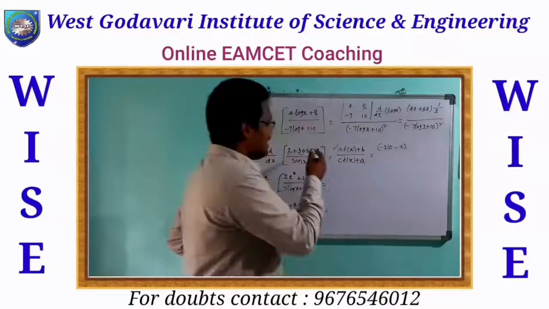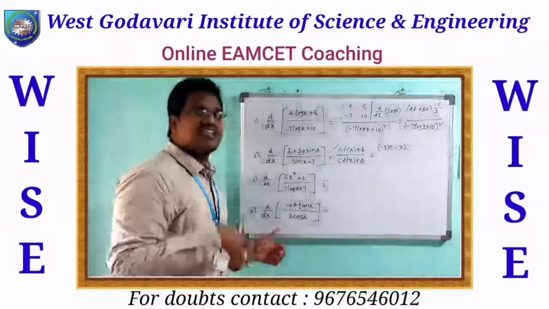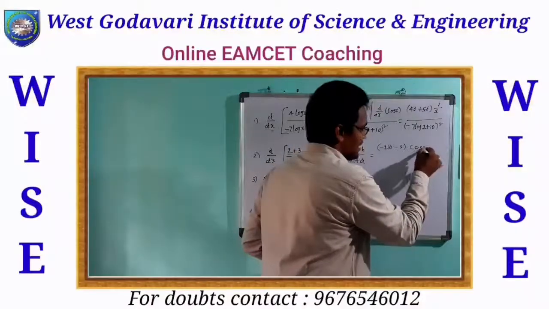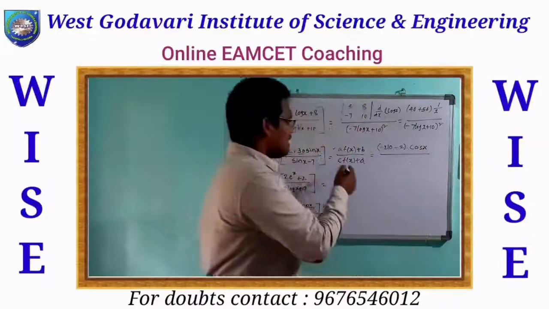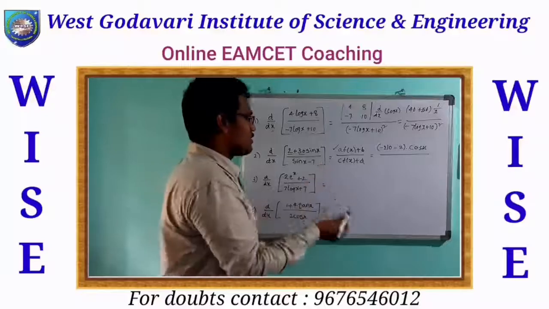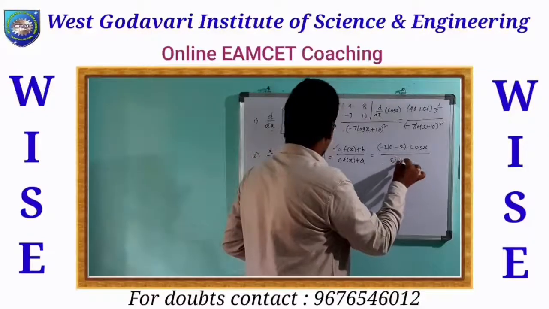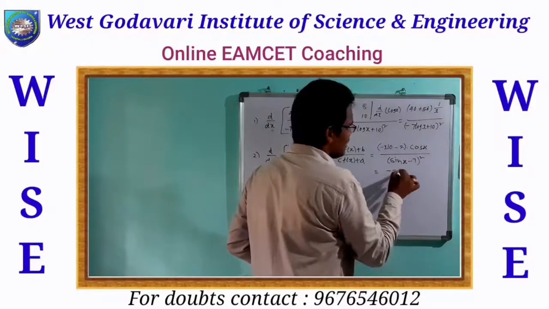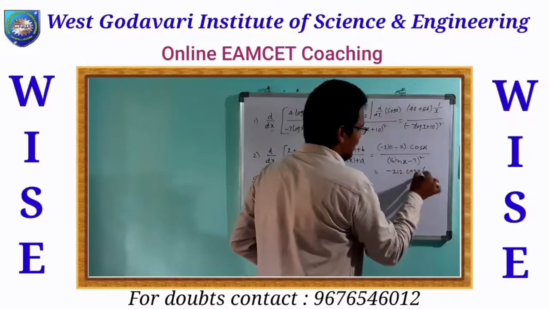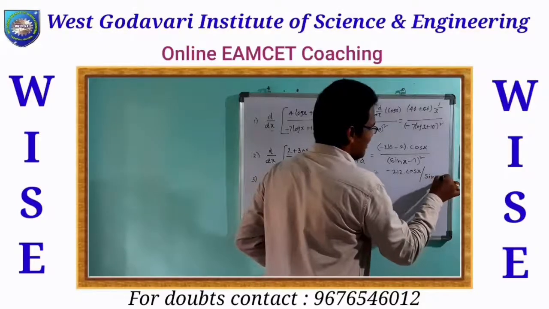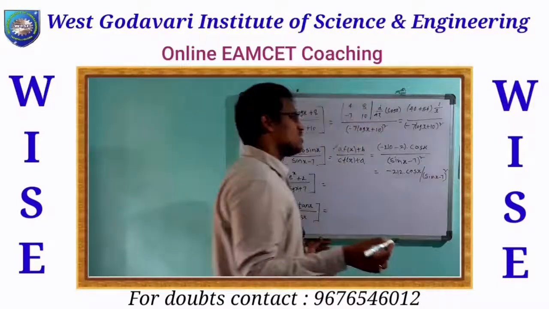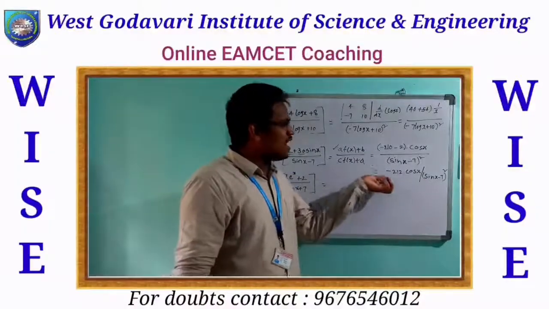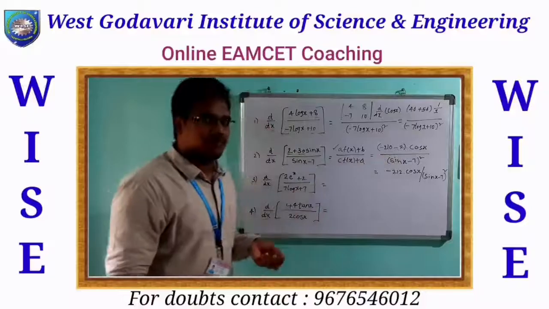F dash of x. Here sin x is the f of x, then f dash of x becomes d by dx of sin x, which is cos x, by c into f of x plus d whole square, that is sin x minus 7 whole square. So the final answer is minus 212 into cos x by sin x minus 7 whole square. This is the final answer for this question. So we can solve this question in only 2 steps.